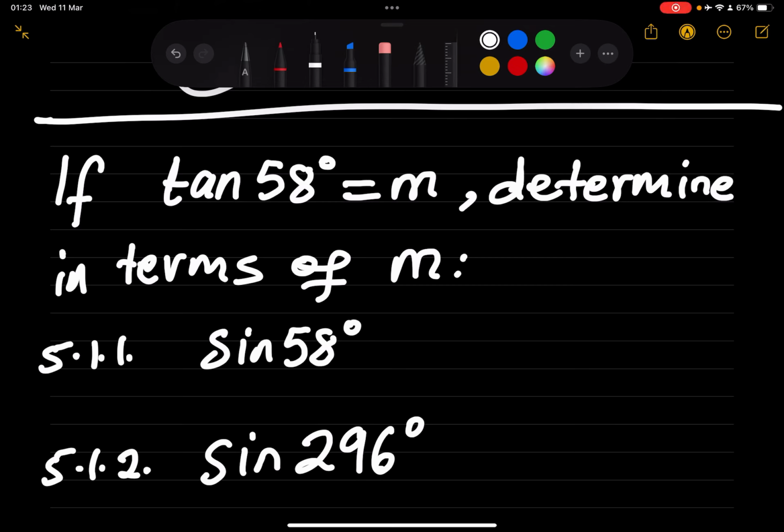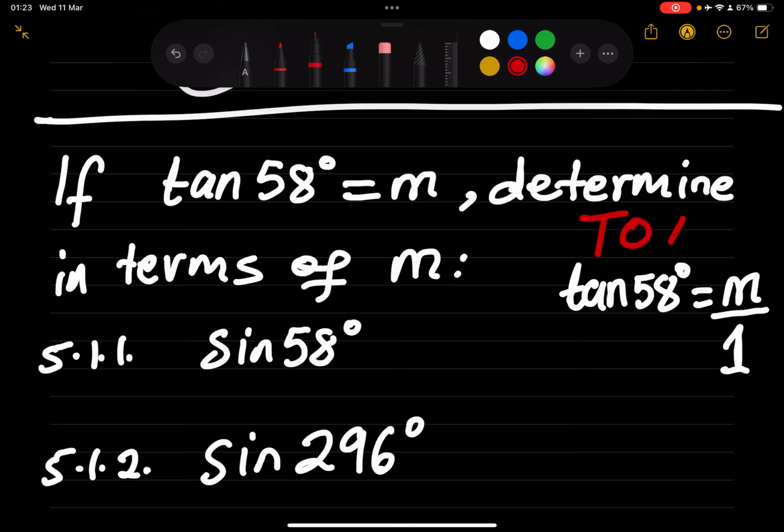In this question, we are given that tan 58 equals m. Let me write it here. We are given that tan 58 degrees equals m. They expect you to know that any term is over 1, right? They will never show you over 1. And you can agree, ladies and gents, that from SOHCAHTOA, we are given TOA.